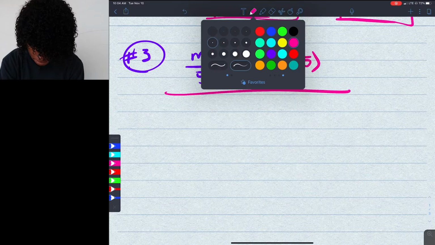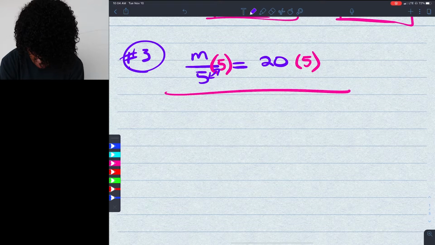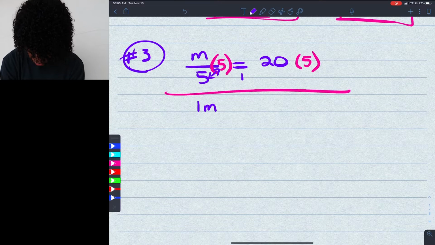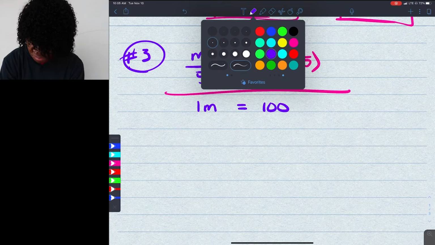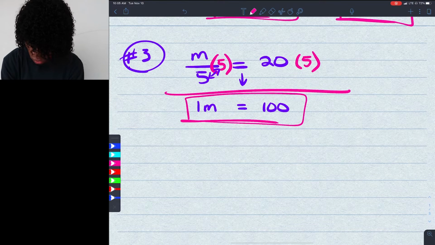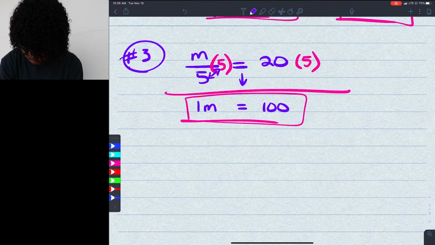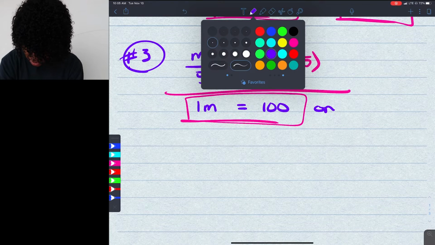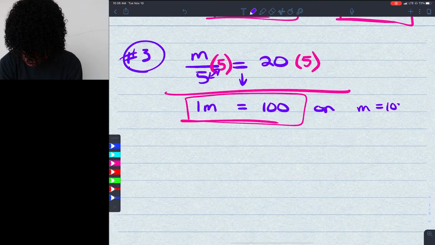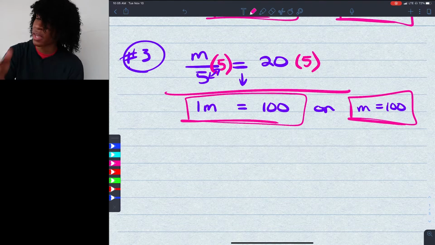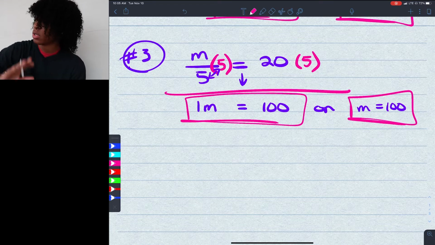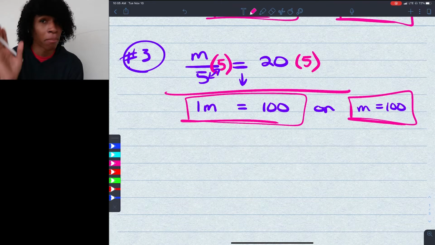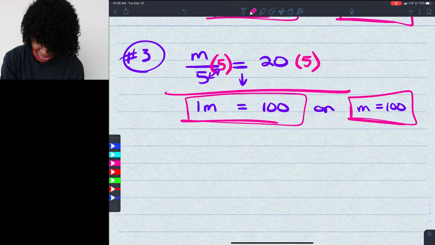Put my bar. 5 divided by 5 is 1, so I'm going to do 1m, bring down my equal sign. 20 times 5 is 100. Ta-da! You are done. Or, if you want to be clean, m equals 100. And ta-da! You are finished. That is it. Remember, if you get m or 1m, matters not for now. As long as you get that letter by itself, I'm happy with it, okay?